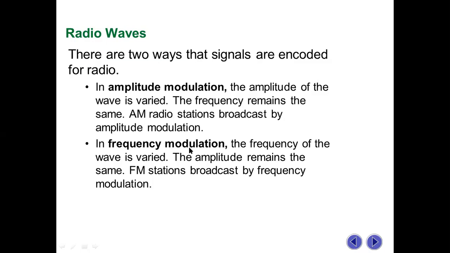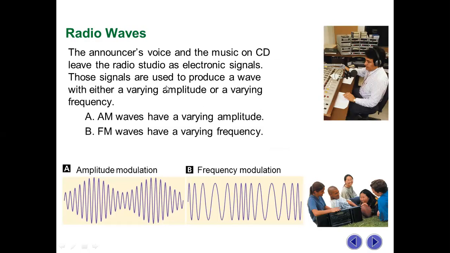This is also just for illustration, to know how a radio station can broadcast the sound of someone, and we can retrieve it on our radio or on our mobile. They modify the sound in two ways. Number one, modifying the amplitude, or number two, modifying the frequency. The announcer, the man who is speaking in the radio station, and the music on a CD, leave the radio studio as electronic signals. Those signals are used to produce a wave with either a varying amplitude or a varying frequency. We can call it AM or FM.